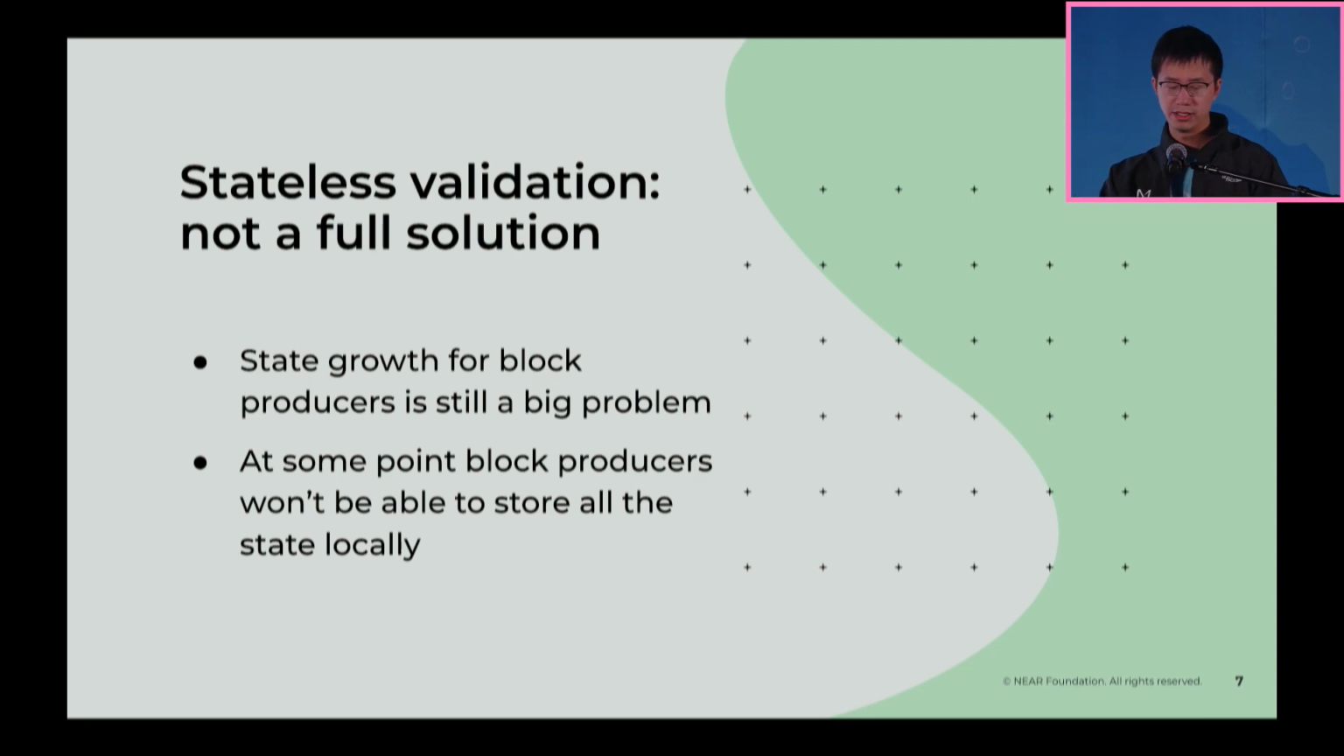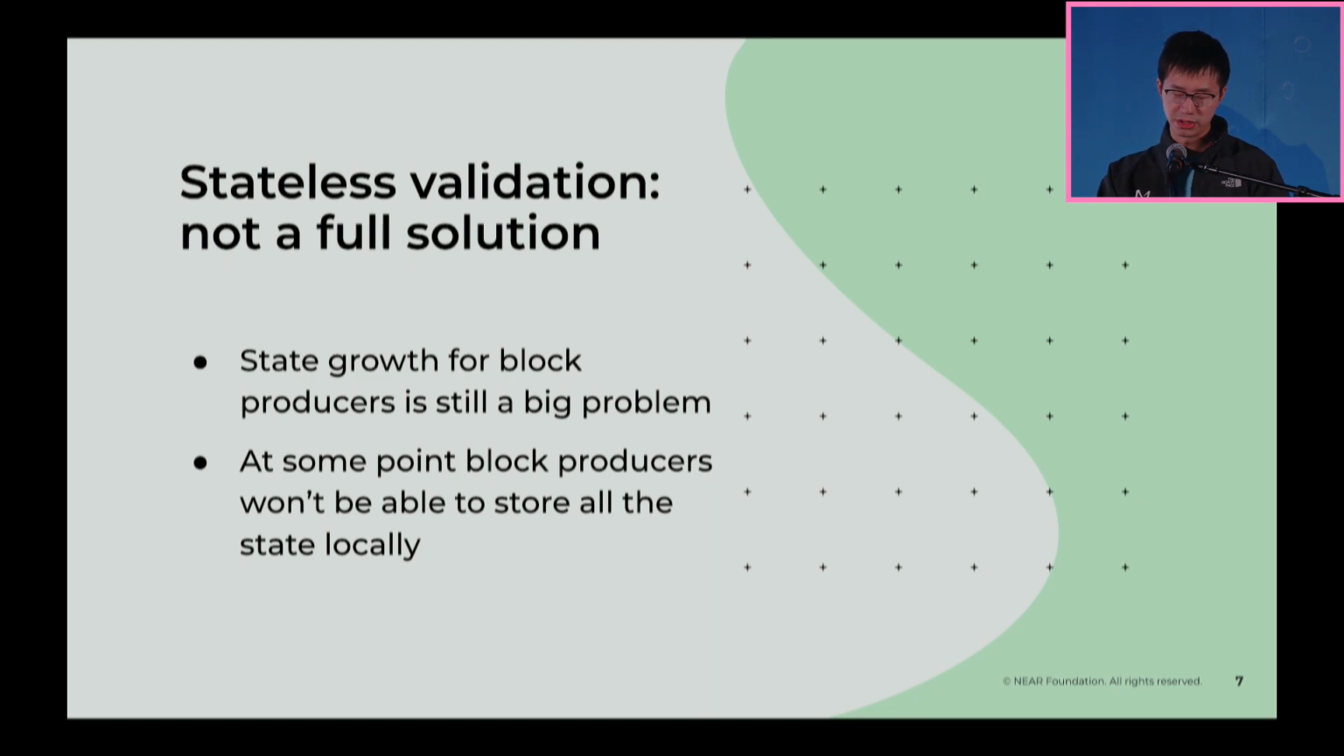Now, I would argue that this is great, but it's not a full solution for the scaling problem. The main problem here is that while this introduction of the asymmetry of roles greatly reduces the hardware pressure on most of the nodes in the network, we still cannot simply ignore the block producers. So basically, the state growth problem still exists for them.